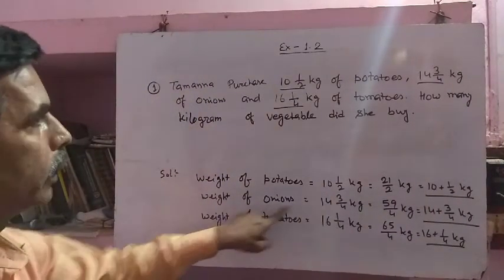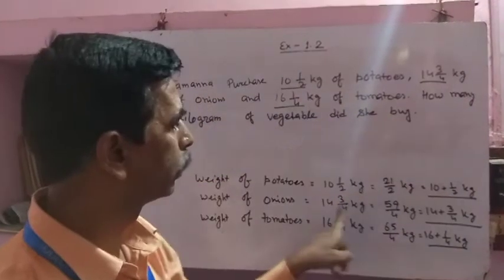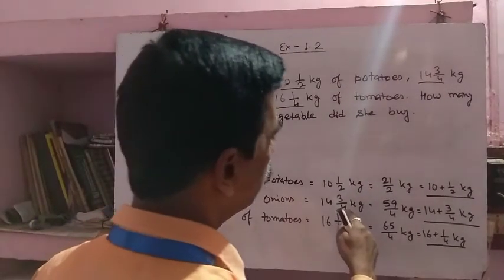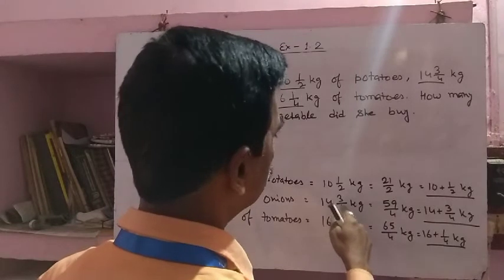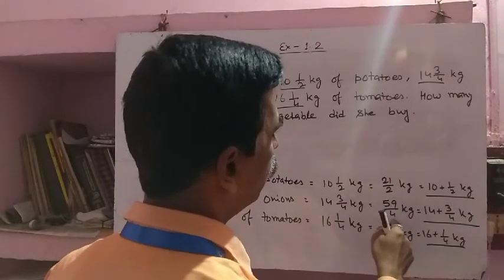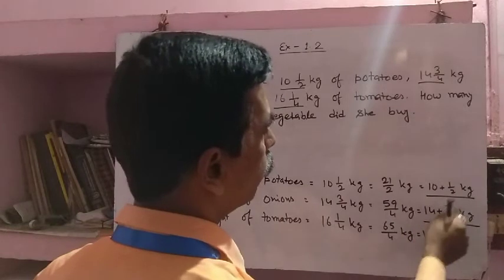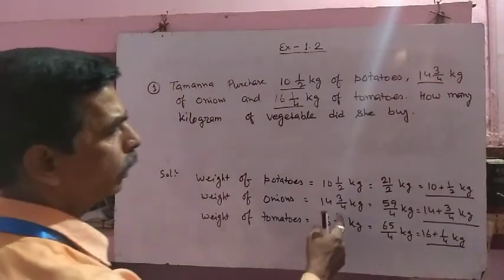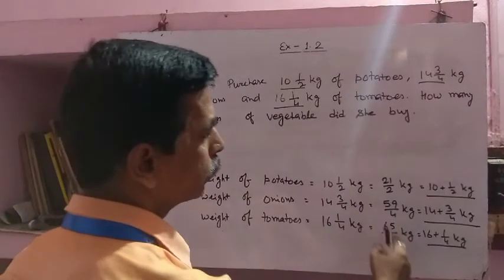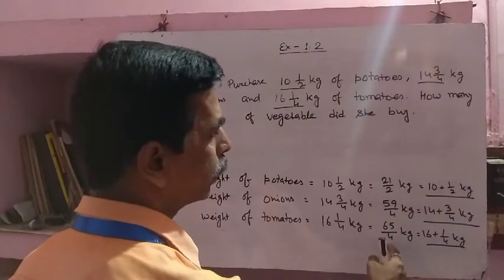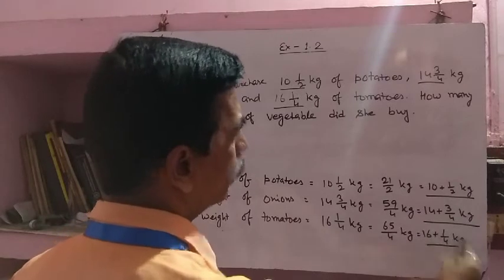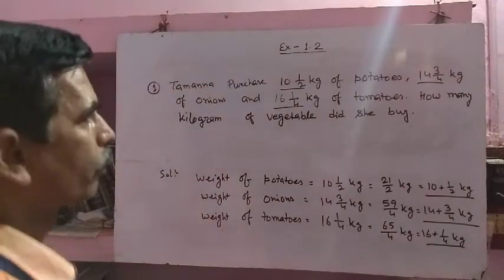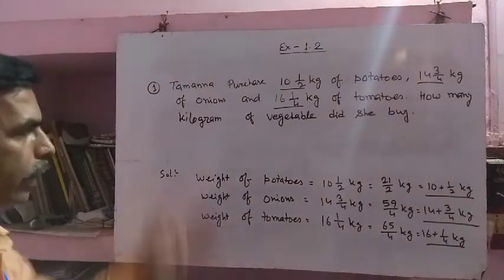Or the weight of onion is equal to 14 3 by 4 kg, which is 14 times 4 is 56 plus 3, 59 by 4 kg, or 14 plus 3 by 4 kg. The weight of tomato is 16 1 by 4 kg is equal to 65 by 4 kg, or we can write this one like this. Okay, you have written this one. First of all, write this much.